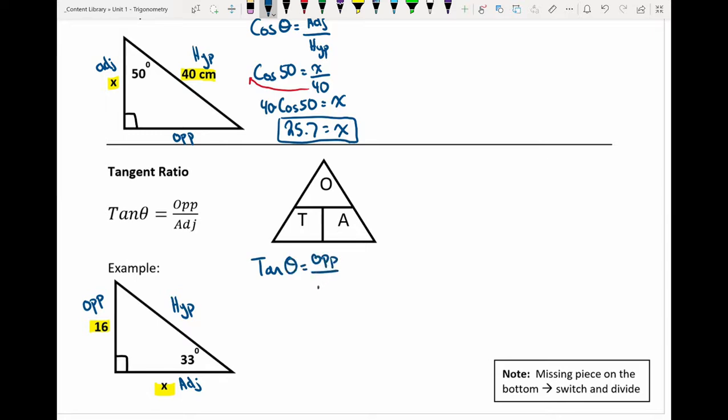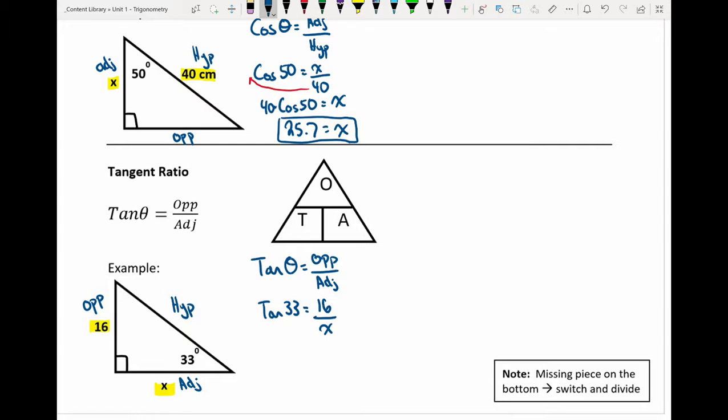Tan theta is opposite over adjacent. Fill in my missing information. Oops, sorry. Theta is our angle, so it's 33, not 16. Opposite is 16. The adjacent is x.